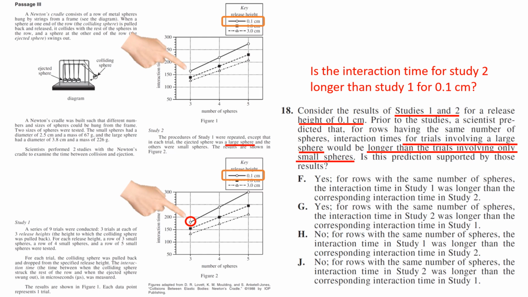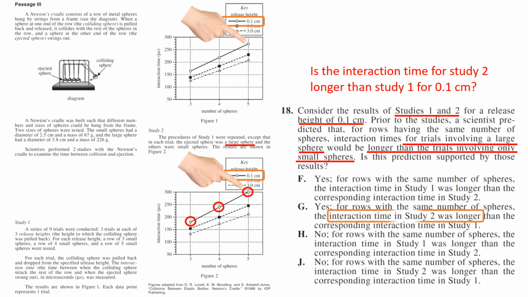So it looks to be at about 175, 180 here. It looks to be about 160 here, just slightly more. It's longer for 4 spheres and longer for 5 spheres, right? It actually seems the higher up you go, the longer the interaction time. So the answer would be yes, and it's the interaction time for study 2 was longer because that's where the large spheres were tested. So your answer is G.